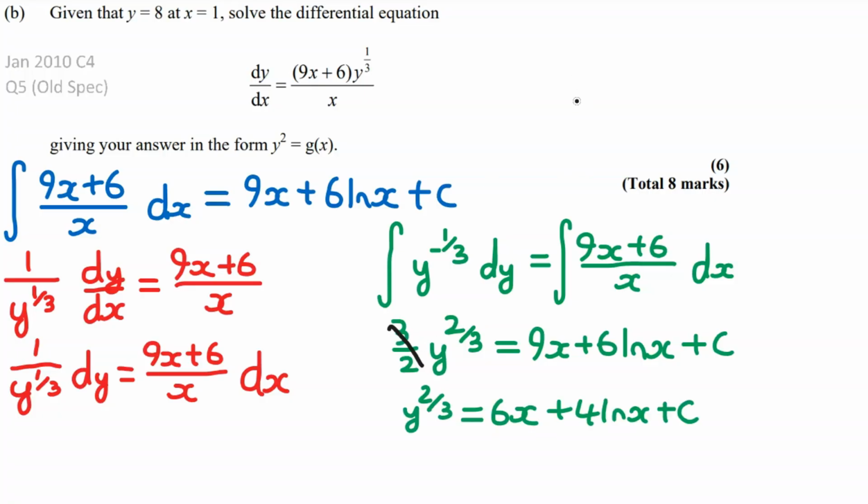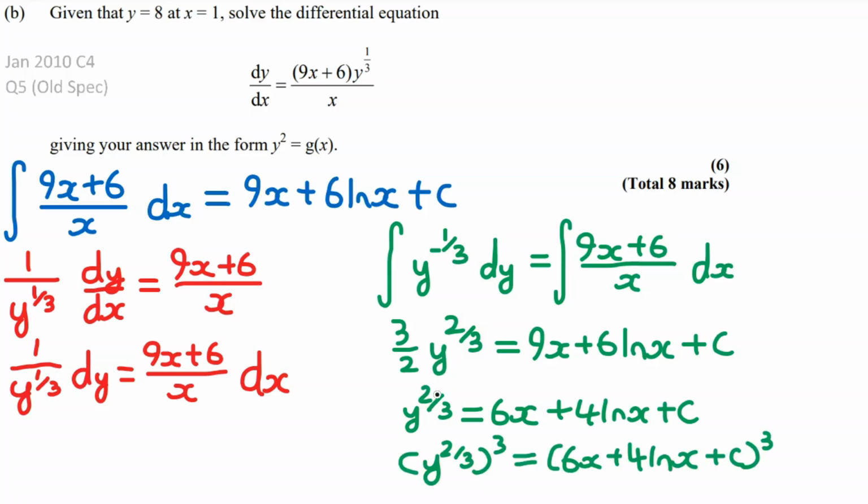Remember, when you divide by 3 over 2, it's the same as multiplying by 2 over 3, so we need to divide these two terms here by 2 over 3, so it becomes 6x plus 4 natural log of x here, and we still got this plus c on the end. And in order to turn this y to the power of 2 over 3 into a y squared, we're going to cube both sides of this equation like this here.